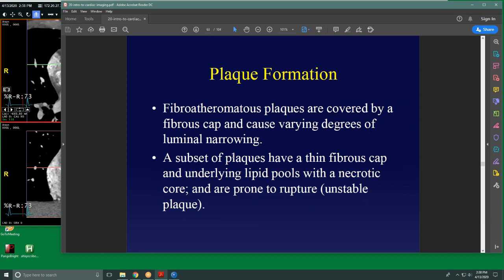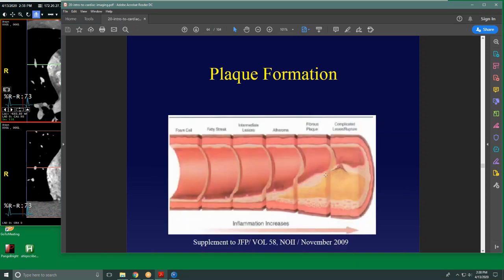And so depending on the characteristics of the plaque and the cap, you have varying degrees of probability of rupture. With a high degree of rupture, we call that unstable plaque. Okay, and so here is your lipid core, your fibrous cap, and I think over there they're actually trying to show a rupture.